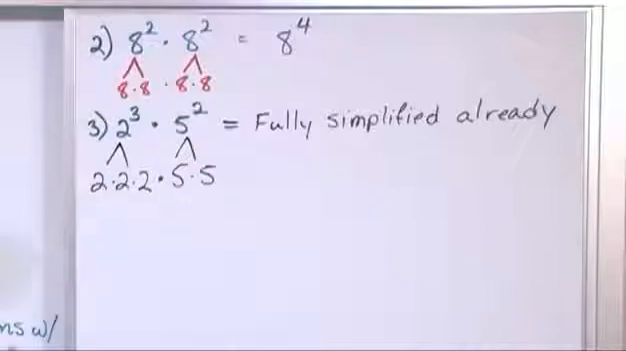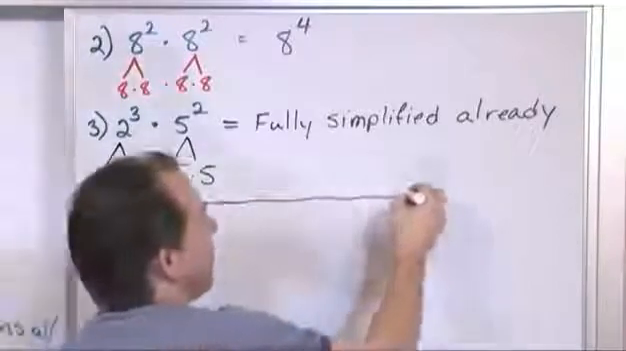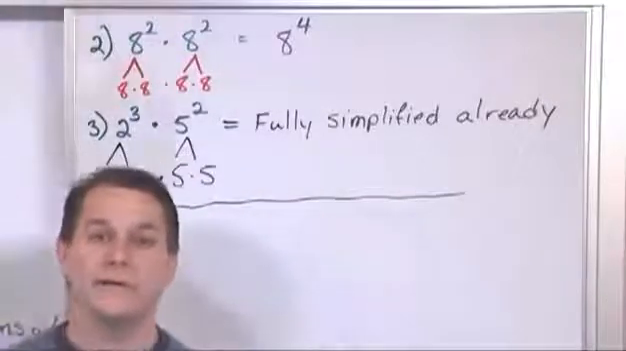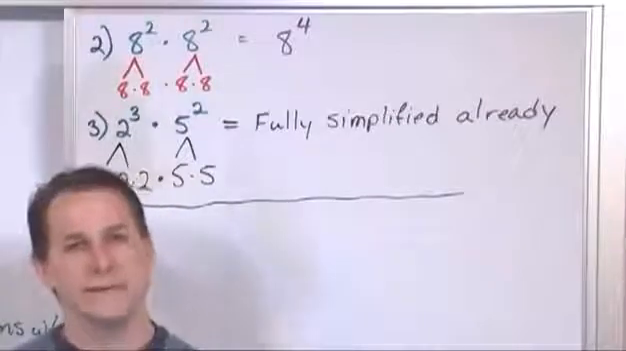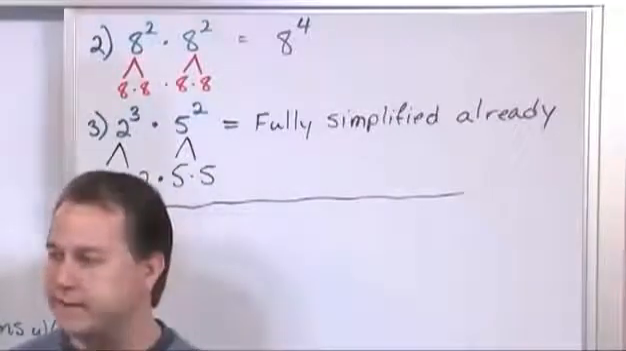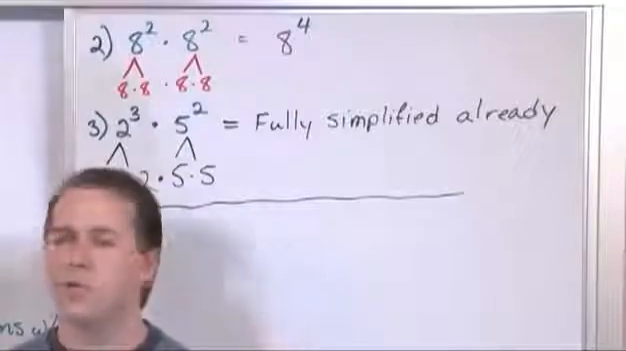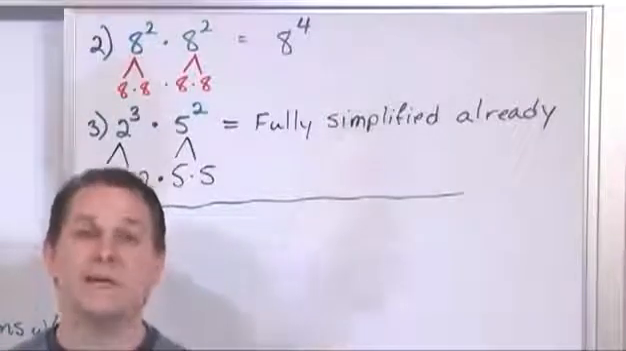Okay, so that's the rule that you need to know when multiplying numbers that have exponents together. If the base is the same, then you can simply add the exponents. It doesn't matter what the base is, but if the base is the same, you can add the exponents.